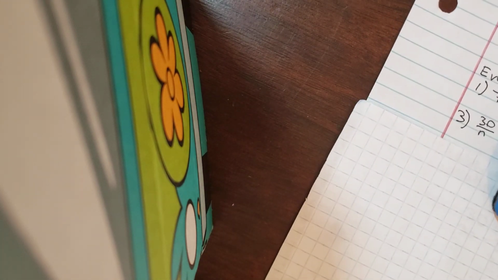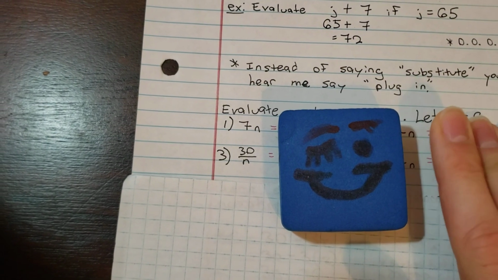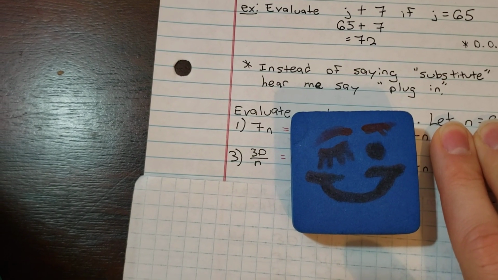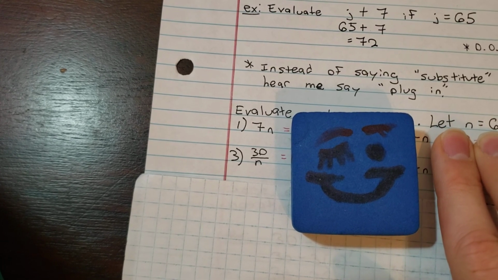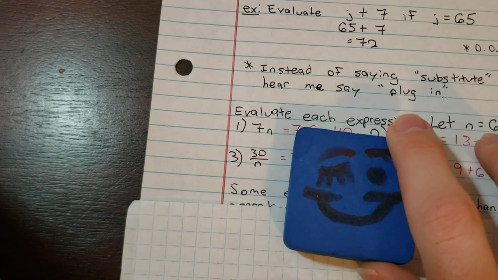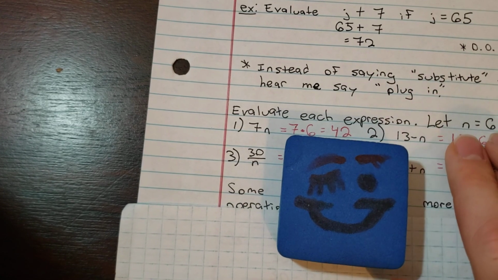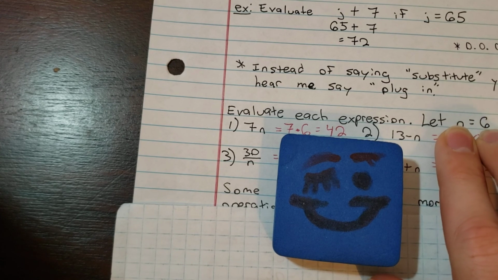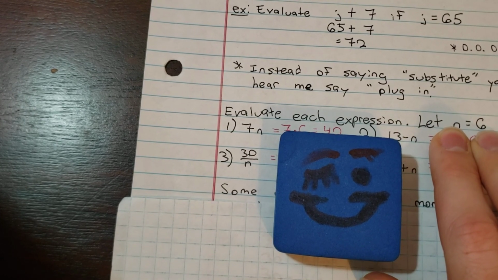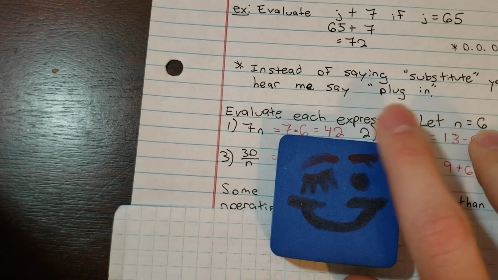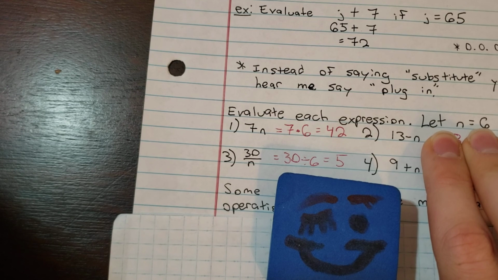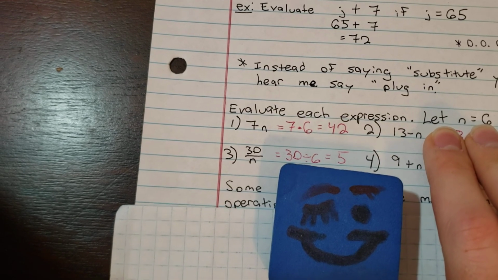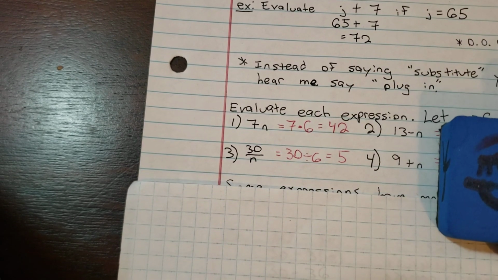Okay, so first couple that we're going to do are these two. I know they say 1 and 3, but that's because I've got 2 and 4 over here. Okay, so the first one is 7n. Now what that looks like is it's going to be 7 times n, so it's going to be 7 times 6, leaving us with 42. Now the second one is 30 divided by n, so 30 divided by 6 equals 5. See, pretty straightforward, not very scary.